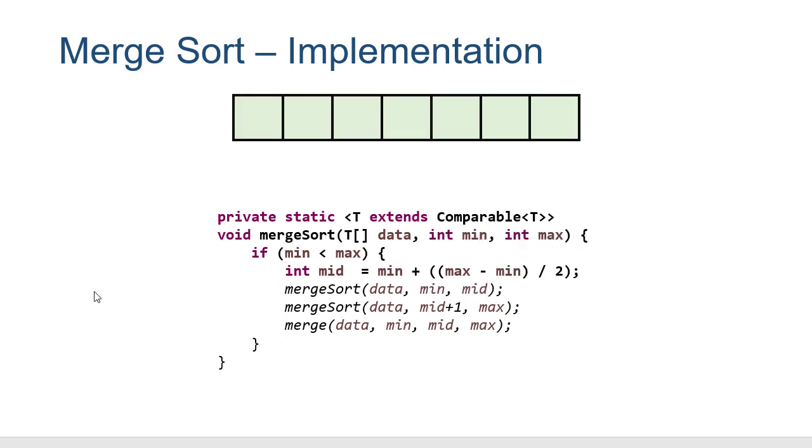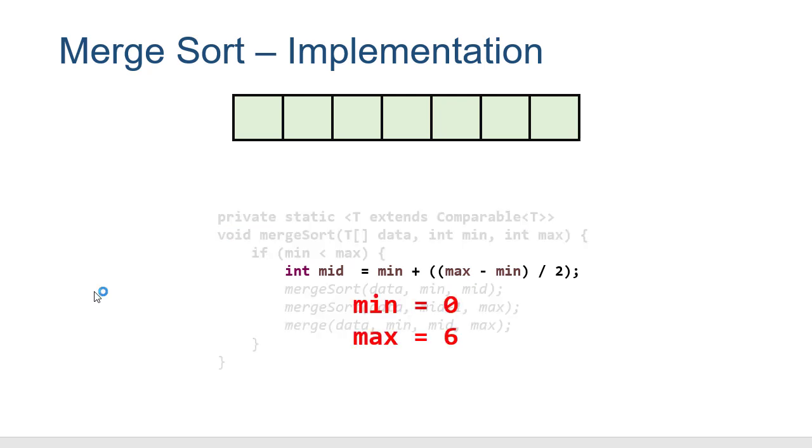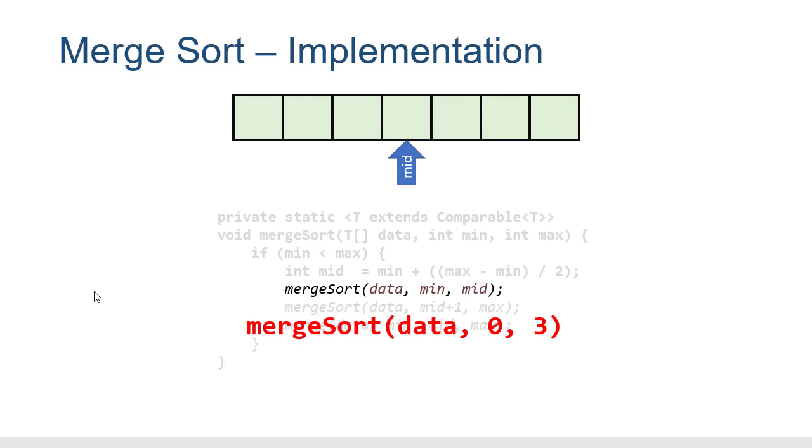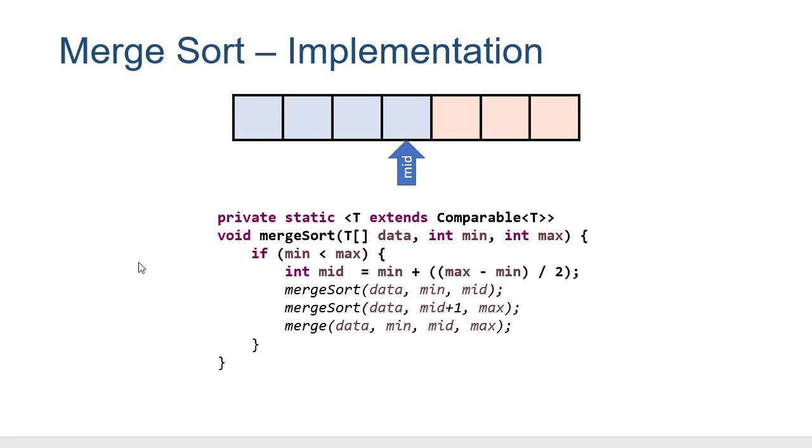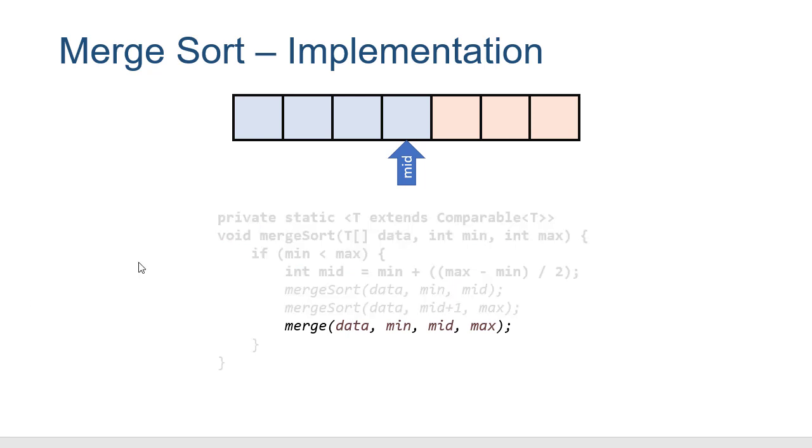So let's suppose we have some array that we're going to merge sort. So we calculate the midpoint. The min is 0, the max is 6, so the midpoint would be 3, which is this element right here. So we're going to call mergeSort data 0, 3, from index 0 to index 3. Then we're going to merge sort the second half, which would be from index 4 to 6, 4 being mid plus 1. So we sort this piece, and now that's sorted. And so we need to merge those together.